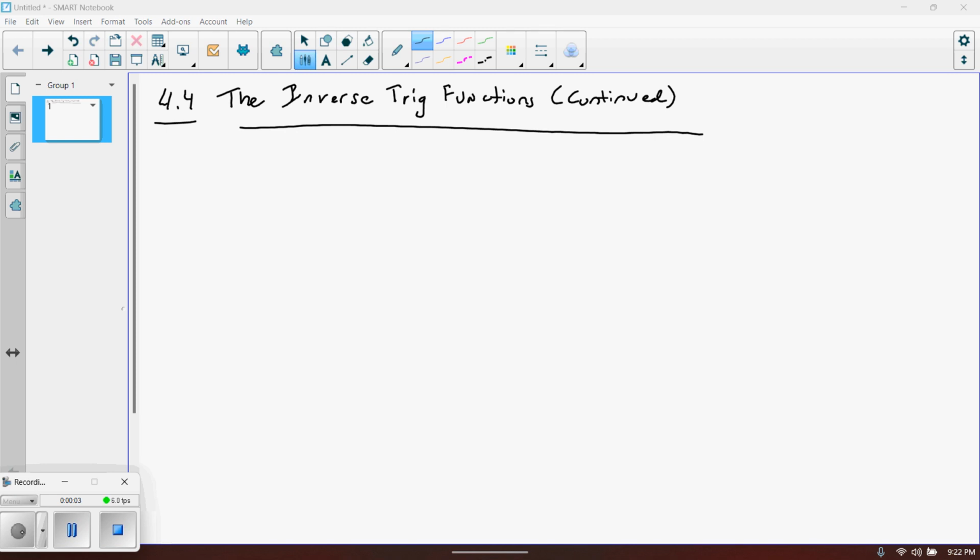All right, so this is section 4.4 of Math 146. We're going to continue the idea of the inverse trig functions. This is really just an extension of 4.3. What's going to be slightly different about this one is that we're going to talk about composites of different types of trig functions. So a sine of an inverse cosine or something like that.